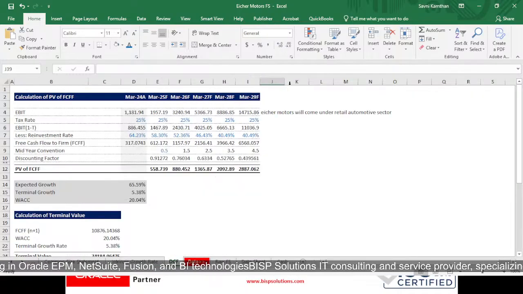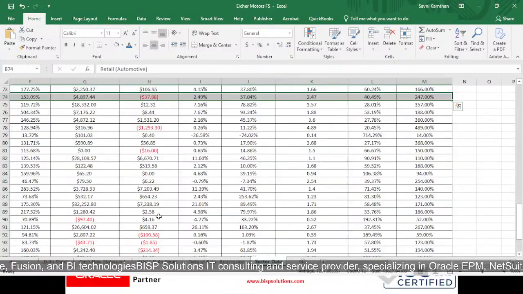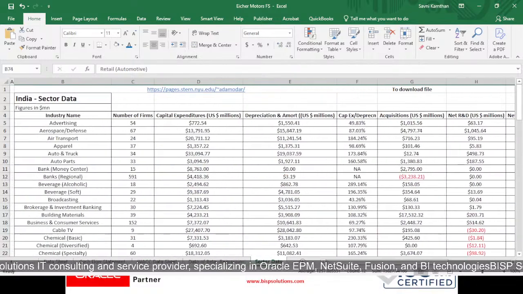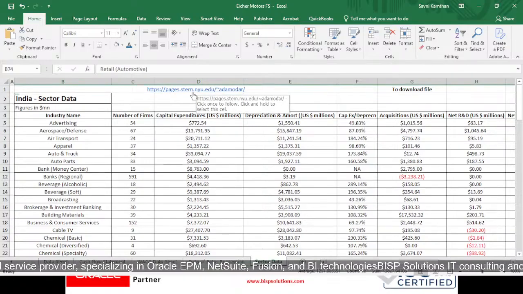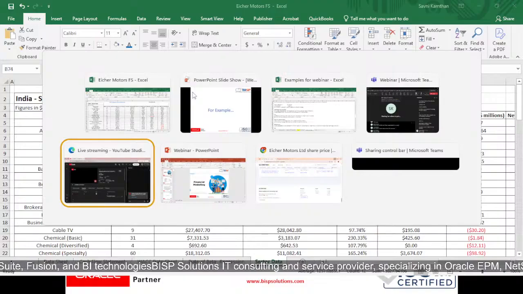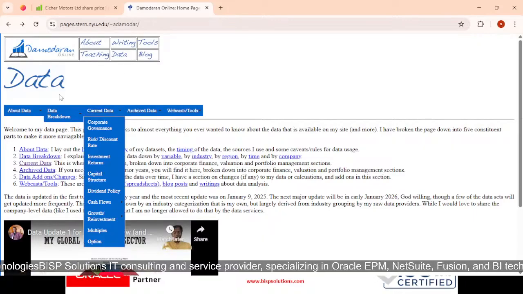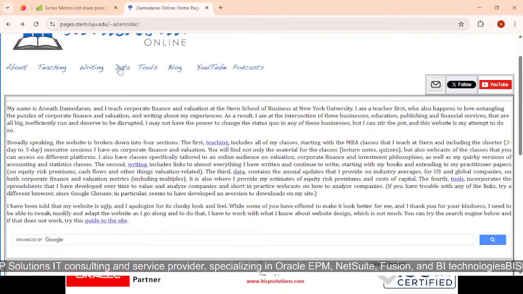So before moving to this DCF modeling, we will be making a sector data which will be required in our DCF modeling or valuation. So what we will be doing, this is my sector data of India and I have downloaded it, or you can say I have copied it from the Damodaran site. So it will be looking like this. This is the Damodaran online, and for the same we have to go to our data.